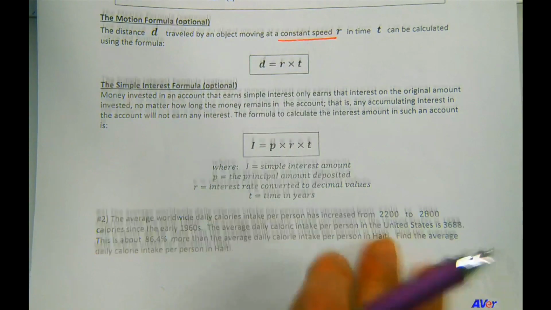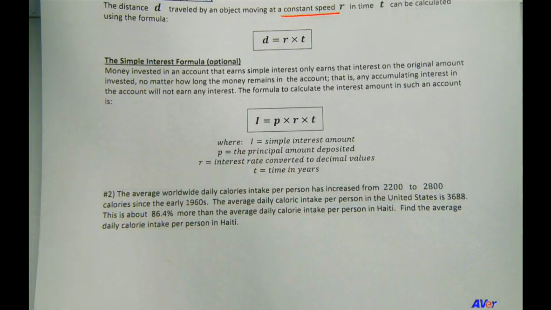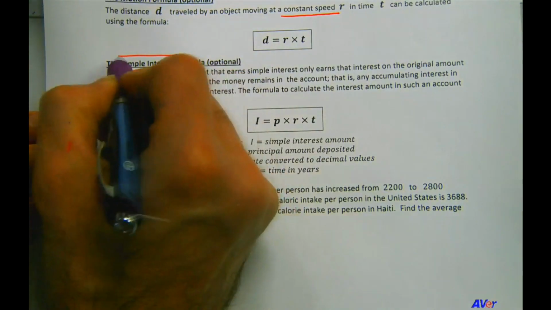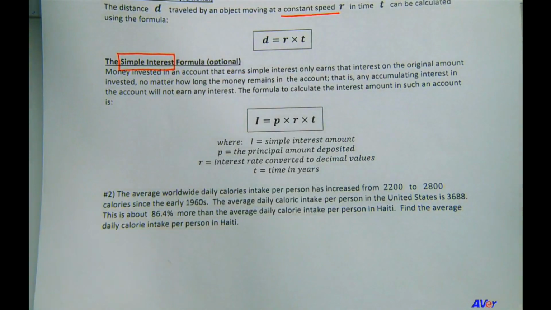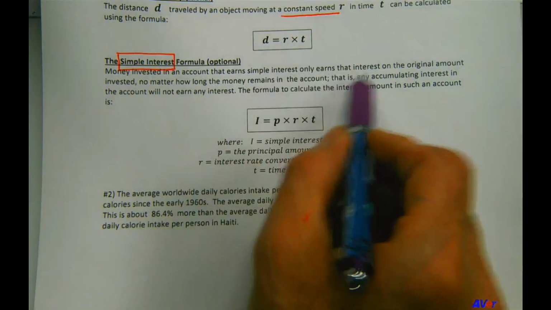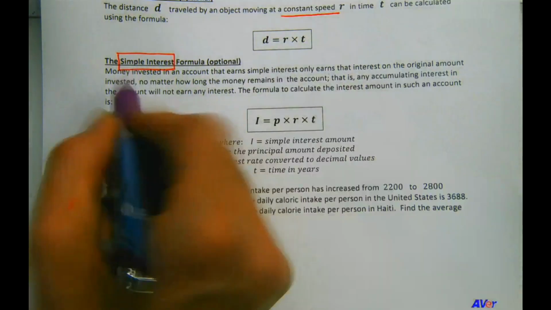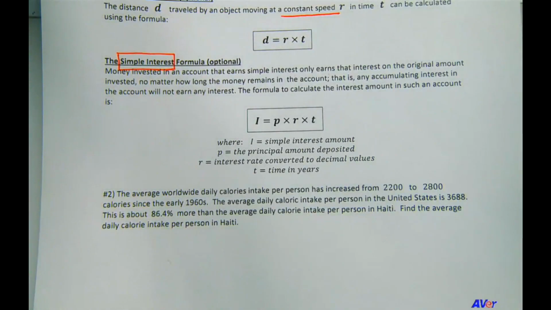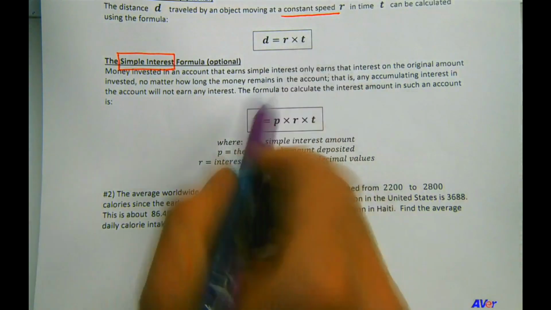Okay? Then another formula that your book talks about is the simple interest formula. The emphasis is on simple interest, not the compound interest. The compound interest is something else. It has a totally different formula than this. Okay? So the simple interest formula earns simple interest, only earns that interest on the original amount invested. So this is for your information. Please read that on your own and make sure you understand it.